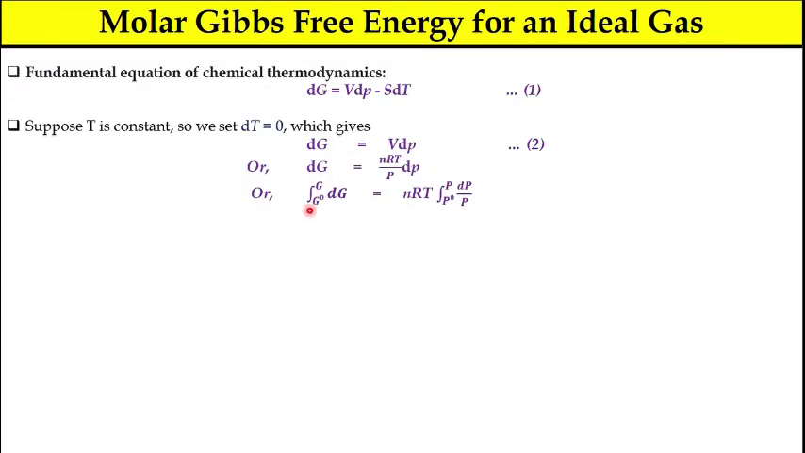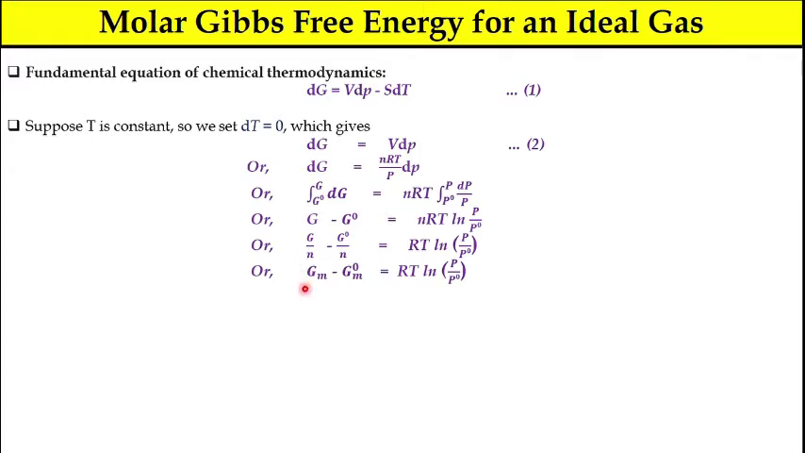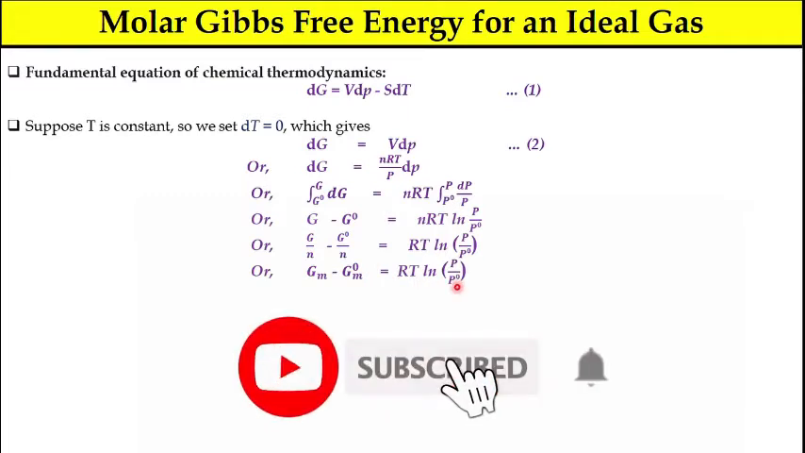Therefore, you can integrate this equation from G0 to G, and the right hand side from P0 to P. So the integral of dG from G0 to G is equal to nRT times the integral of dP by P from P0 to P. So from that equation you can write G minus G0 is equal to nRT ln P by P0, and if you divide by n, you get the molar Gibbs free energy. So G by n minus G0 by n is equal to RT ln P by P0. As I told you, G by n is Gm, the molar Gibbs free energy, so Gm minus Gm0 is equal to RT ln P by P0.